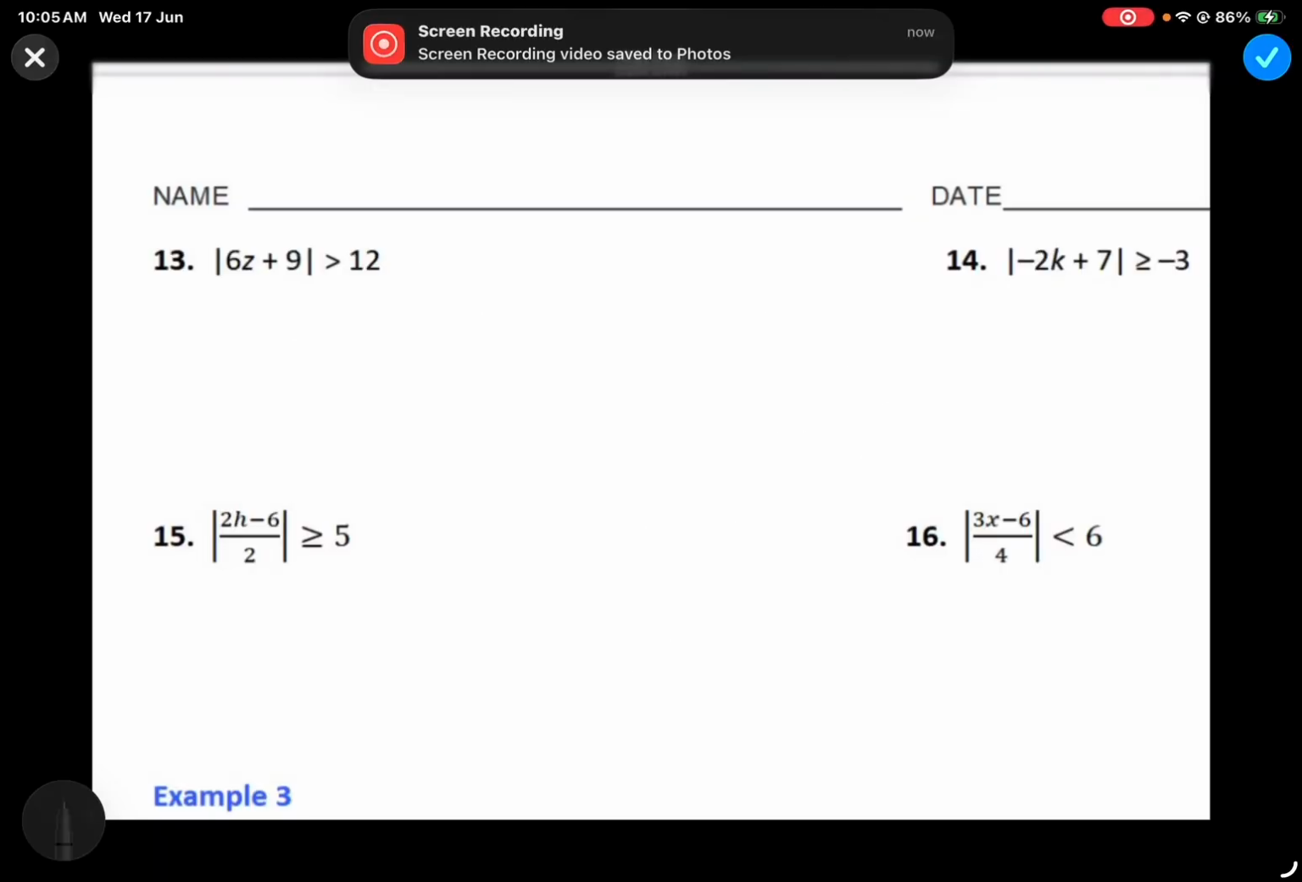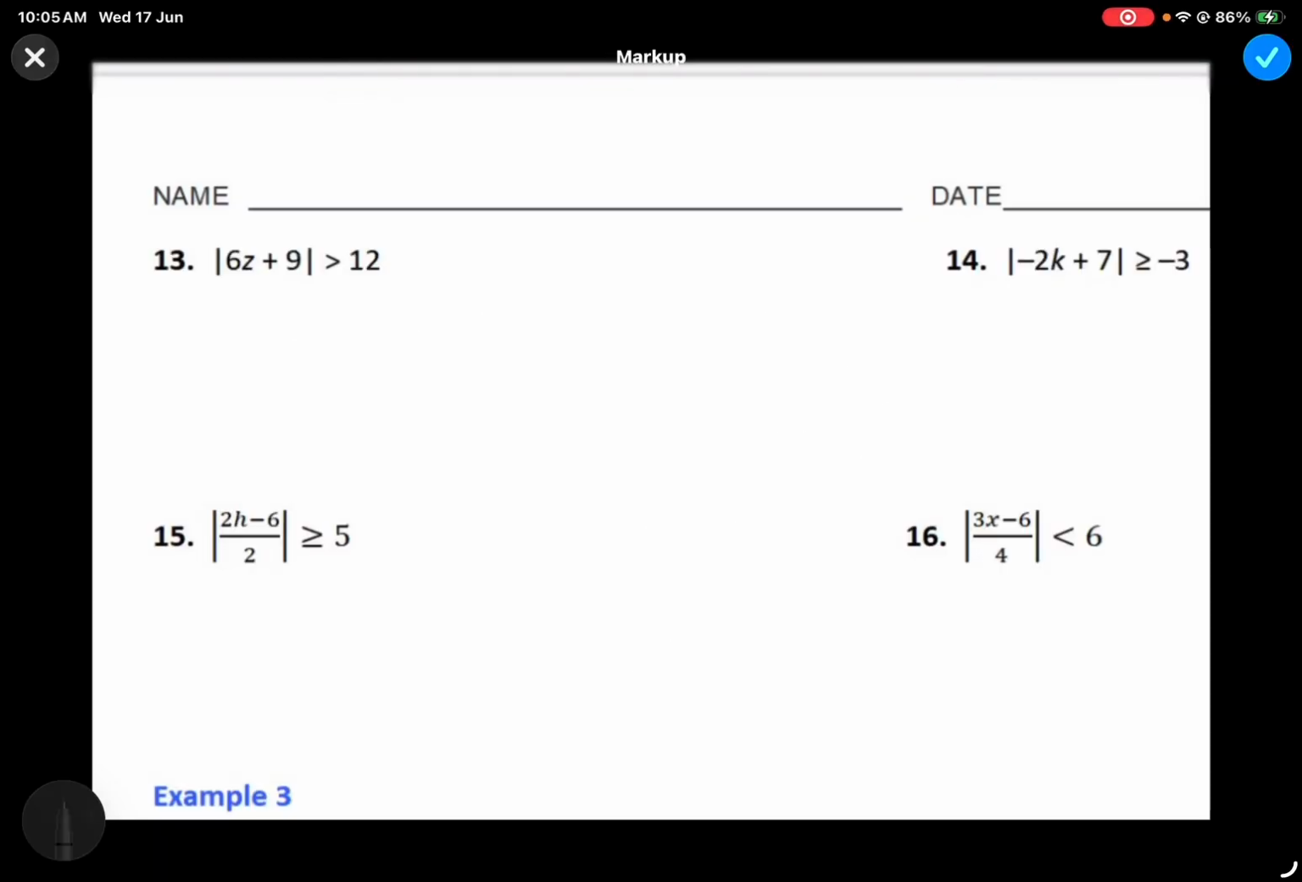Okay, using our newly found information and knowledge, we're gonna solve these 4 questions hopefully easily. And then because it's greater than, we're gonna use "or". Okay. 6z plus 9 is greater than 12, and 6z plus 9 is less than negative 12.